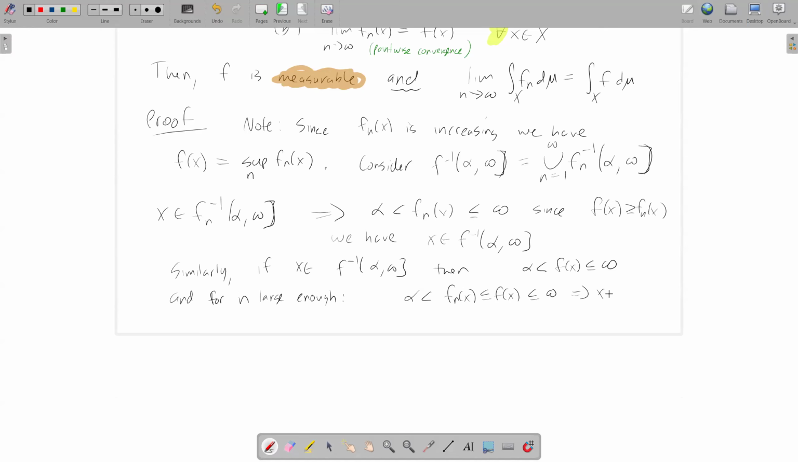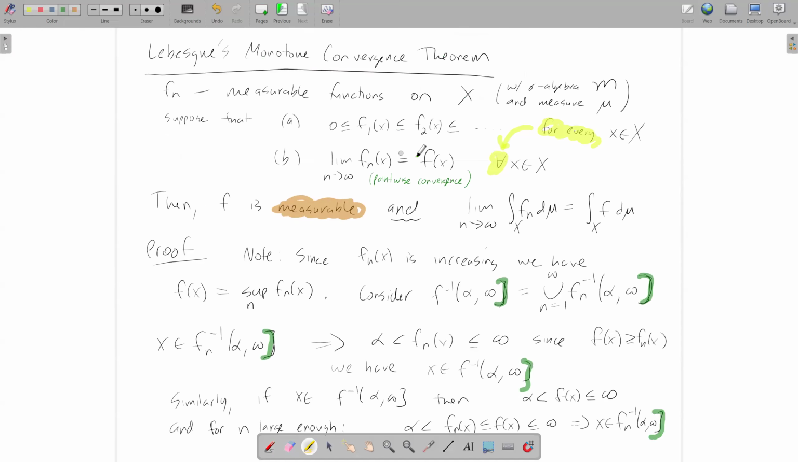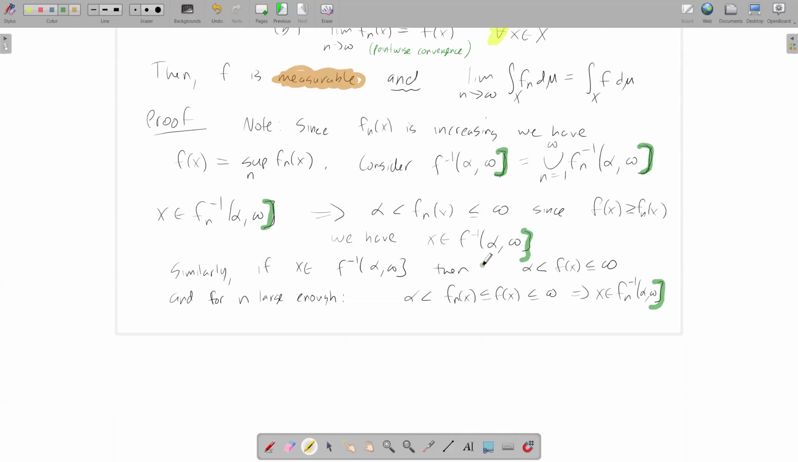So therefore, x is in Fn inverse of alpha to infinity, including the right-hand endpoint. Okay. So, I would have to assume that the value of f is finite for every x, which I can assume. If you want to keep the square brackets out of the game, all you need to do is basically assume that this limit is finite for all x. If you assume that limit is finite for all x, then there's no problem, right?